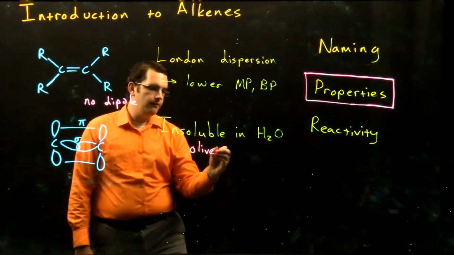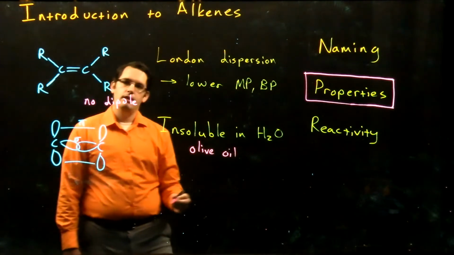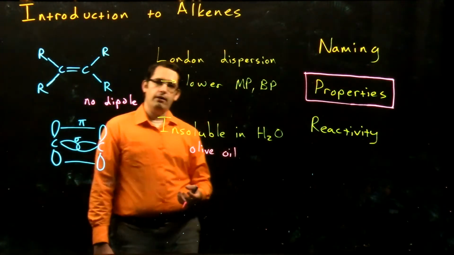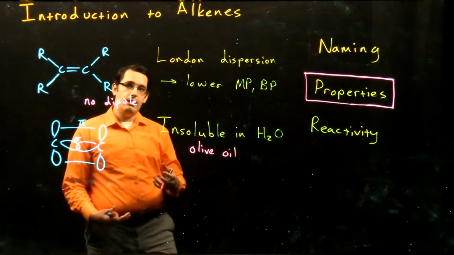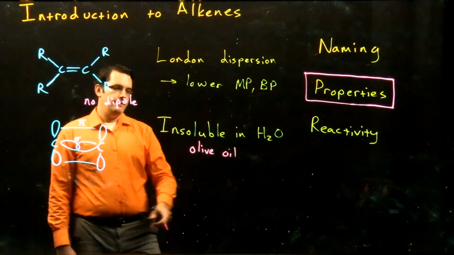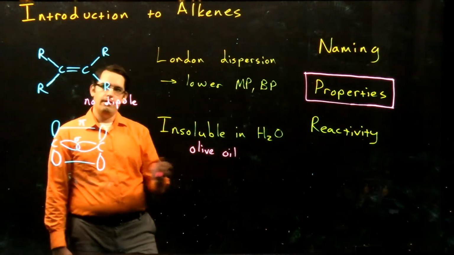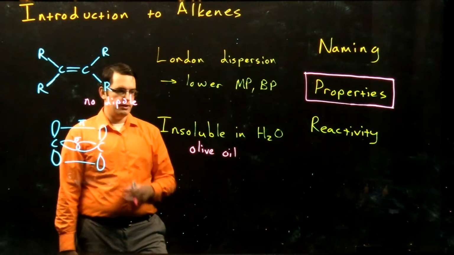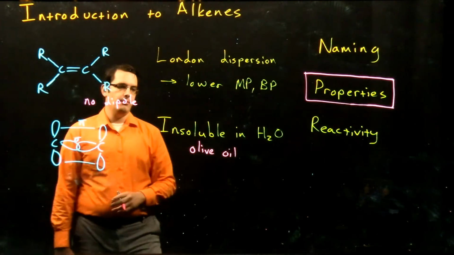Right, so olive oil, of course, contains alkenes, and it doesn't mix well with water. If you've ever seen a salad dressing that separates out into an oil layer and a water layer, that's because it has a mixture of oils like olive oil as well as water-based solutions that aren't mixing very well together.